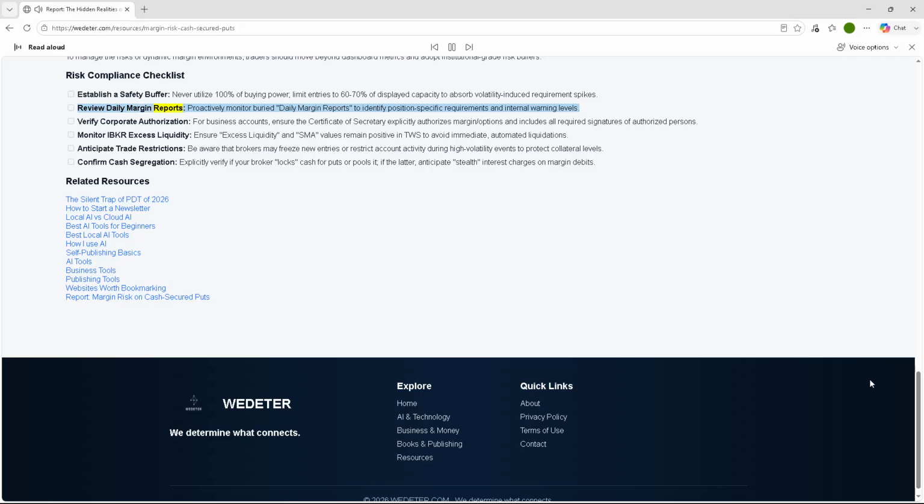Review daily margin reports. Proactively monitor buried daily margin reports to identify position-specific requirements and internal warning levels. Verify corporate authorization. For business accounts, ensure the certificate of secretary explicitly authorizes margin/options and includes all required signatures of authorized persons. Monitor IBKR Excess Liquidity. Ensure excess liquidity and SMA values remain positive in TWS to avoid immediate, automated liquidations.